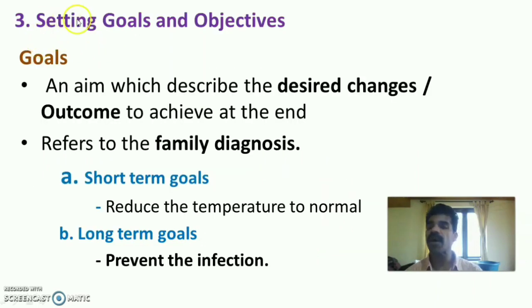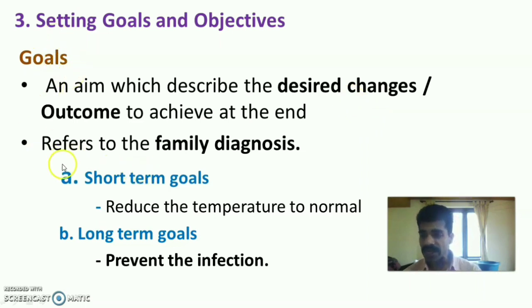The third step of family health planning is setting goals and objectives. So first is goals. Goal is a statement which describes the desired changes, which explains what will be the desired changes at the end, or the outcome of the family health nursing services to achieve at the end. So goal is a statement which describes the desired changes or outcomes to achieve at the end. That will be evaluated at the end of the nursing process, that is the family nursing process.